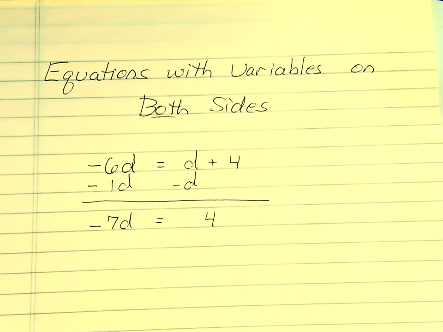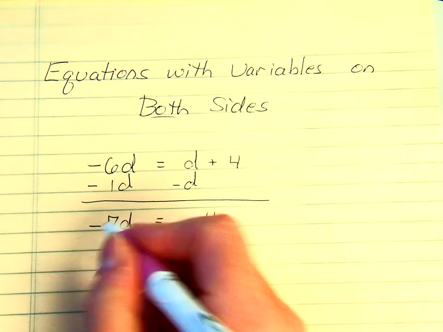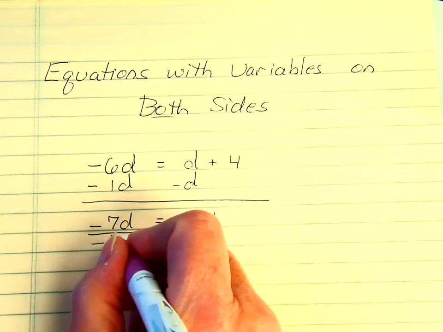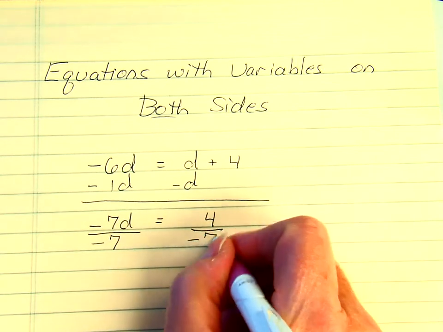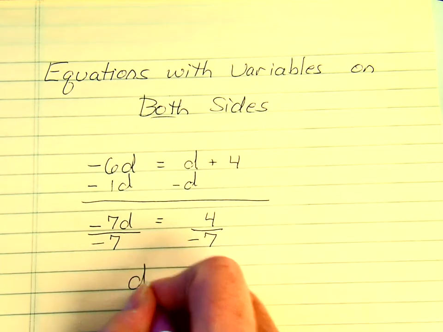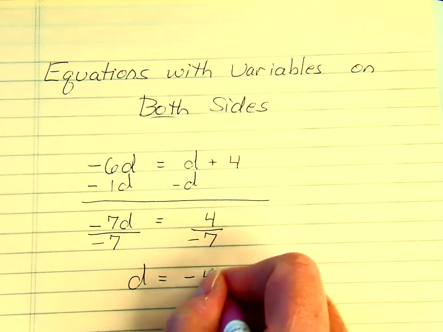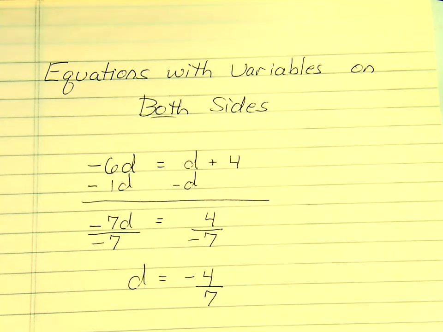down. Now, all we have to do is complete the problem by dividing both sides by negative 7, and that gives us d equals negative 4 over 7.